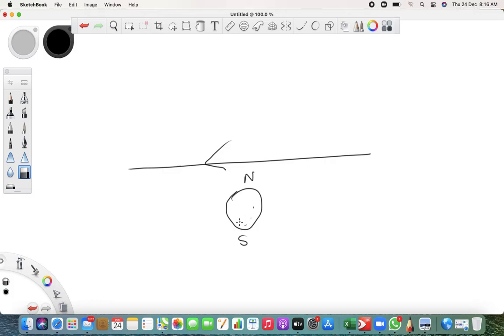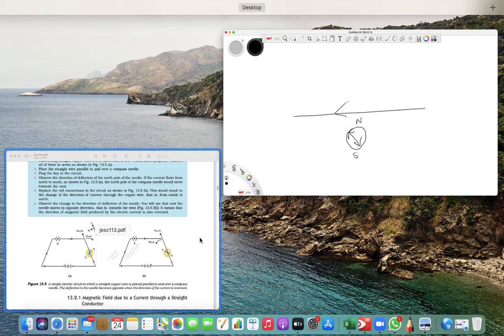Why does this needle deflect? Because a current carrying wire produces a magnetic field, but the deflection is in the opposite direction. So that proves that the magnetic field produced by a current carrying wire depends upon the direction of current. If you change the direction, the deflection also changes, meaning the direction of the magnetic field also changes. Let me show you in your experiment.